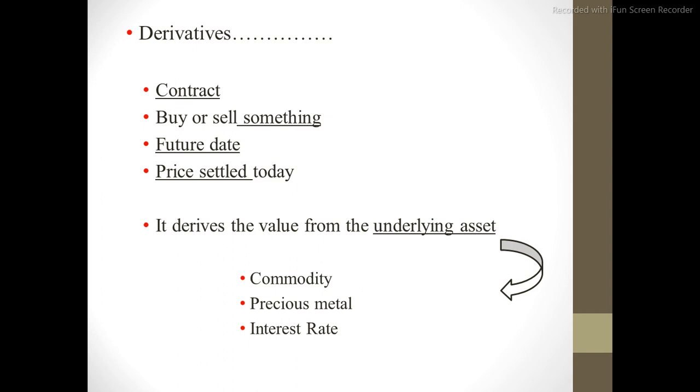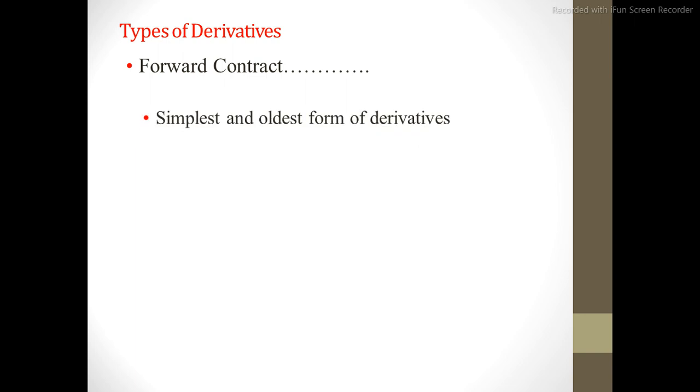As we have already discussed, the derivatives market exists for the minimization of risk, which is a major threat to each and every investor. Now on the basis of risk, there are four types of derivatives contract. The first one is the forward contract. Whenever derivatives contracts started, the first and foremost contract carried out by investors was the forward contract. That is why this is called the simplest and oldest form of derivatives.